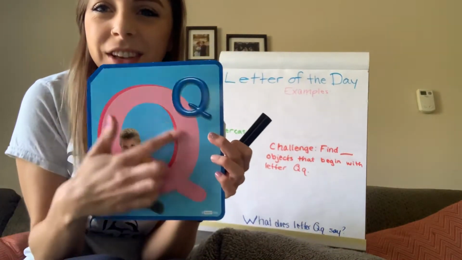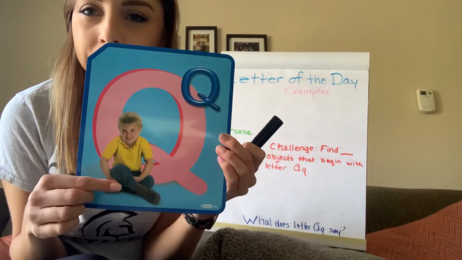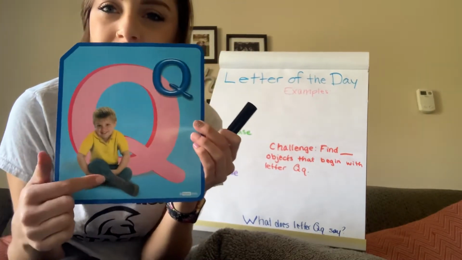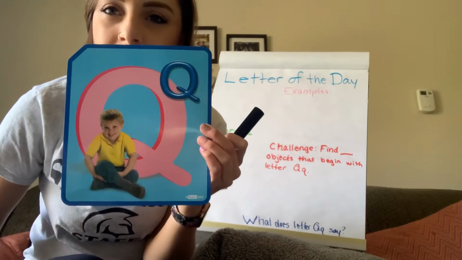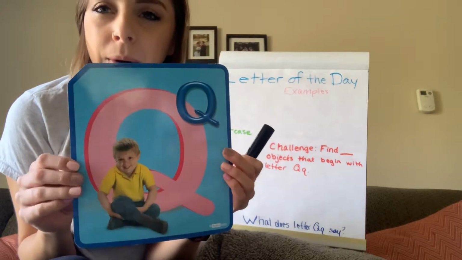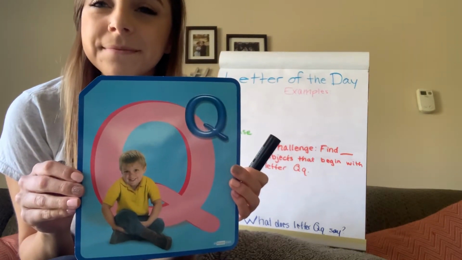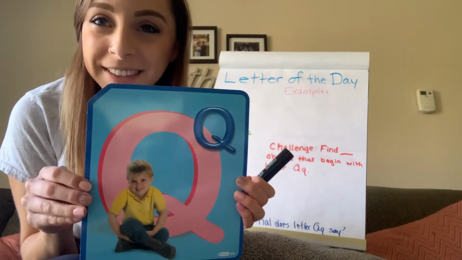Our letter is Q. Now, as we start, you're going to be on your bottom. You're going to cross your legs and put both your hands underneath your right leg. You're going to breathe in. Now we're going to say, you got this.